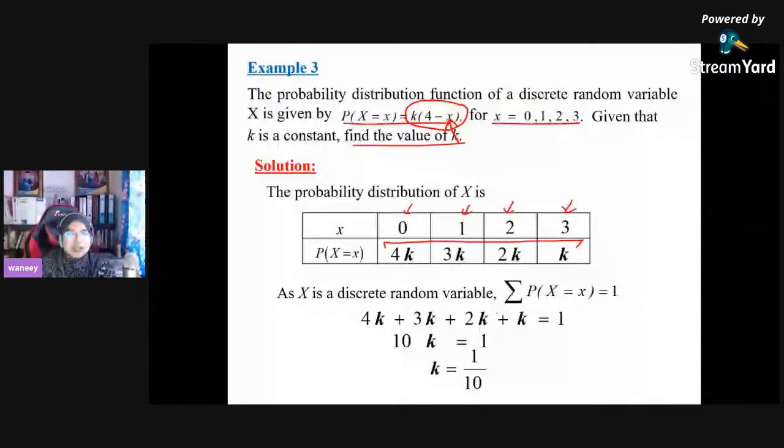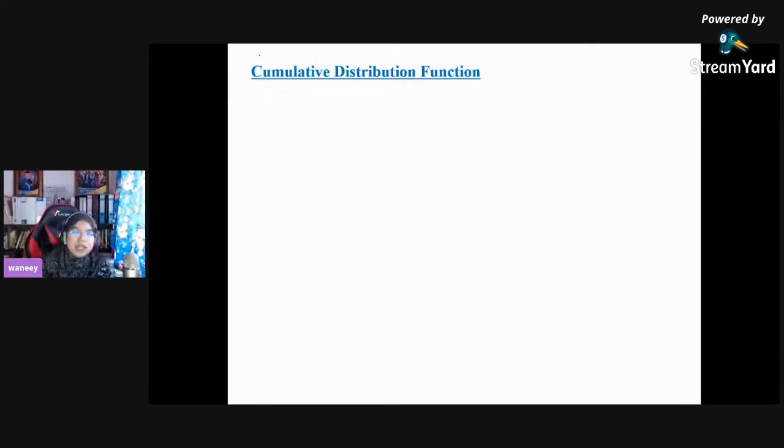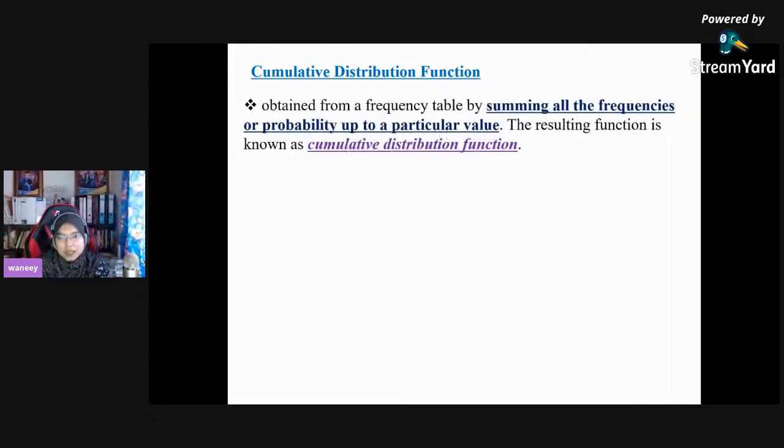Right, so now we are going to learn about the cumulative distribution function. Just like the word itself, cumulative means we are going to accumulate from the beginning until a certain value of x, and then see what the value is. Of course, the highest value should be equal to 1 because the total probability should be equal to 1. The cumulative distribution function is obtained from a frequency table by summing up all the frequency or probability up to a particular value. The resulting function is the cumulative distribution function.